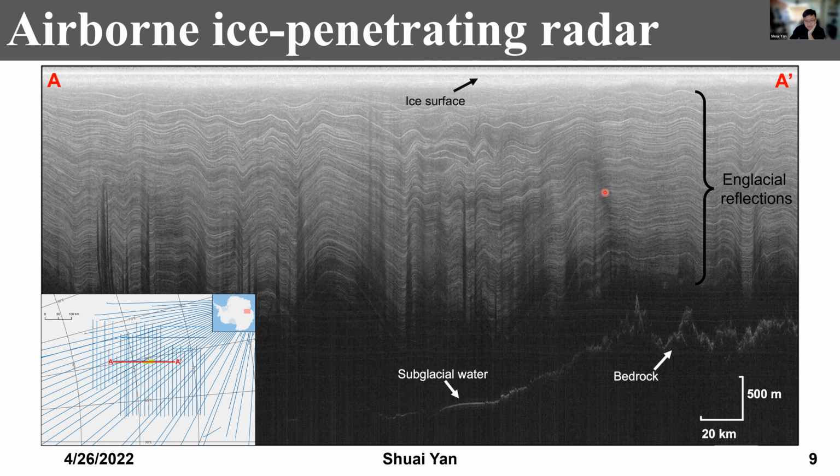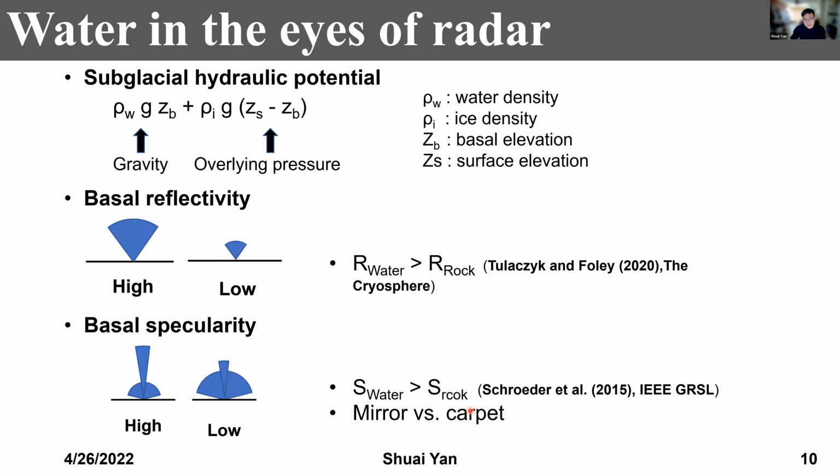And sometimes in the basal reflection, we see this flat, bright, shiny reflection, and that's an indicator for the existence of water. So to distinguish water from bedrock in our radar survey, we rely on 3 key criteria. The first one is hydraulic potential. It's a potential energy caused by gravity and the pressure from the ice sheet.